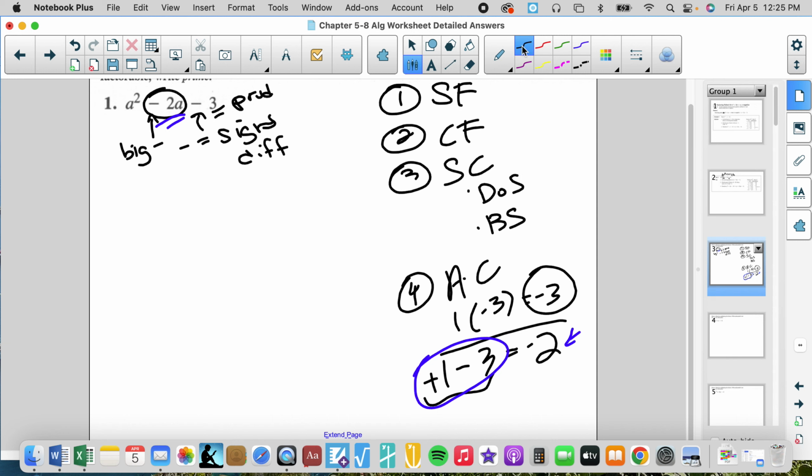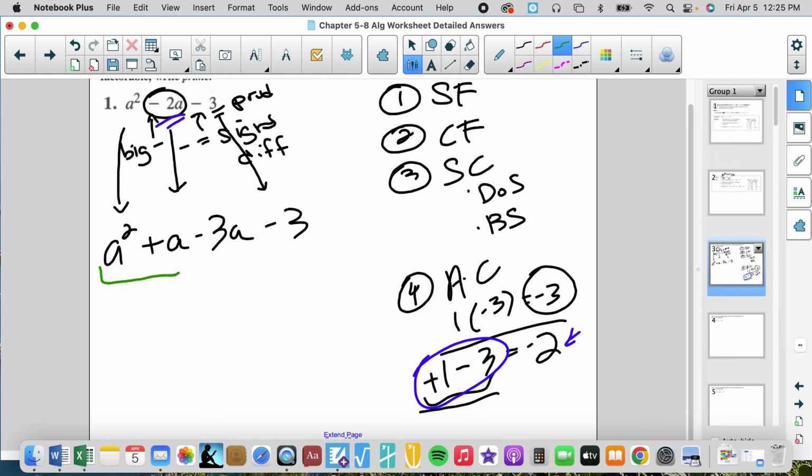So these are going to be my two outside and inside middle terms. I'm going to rewrite this. I'm going to bring down the a squared. I'm going to convert my middle two terms to these two factor pairs, plus a minus 3a, and then I'm going to bring down my -3. So same thing as 5.7. Only difference now is the signs are going to be changed. Now we're going to factor by grouping. We'll take the first two and the second two.